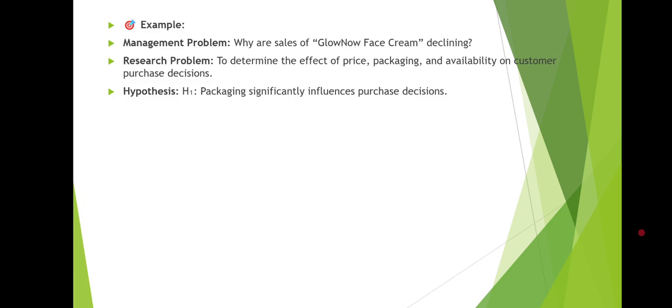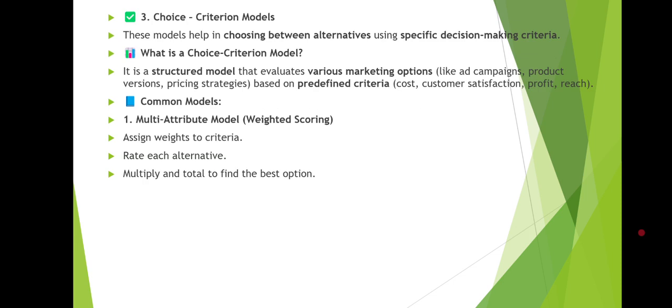For example, management problem: why are sales of Glow Now face cream declining? This is the research problem: to determine the effect of price, packaging and availability on customer purchase decisions. And this is the alternative hypothesis: packaging significantly influences purchase decision. So first of all, it's very important to define the problem very clearly. If you define the problem very clearly, then you are able to find out the root cause of the problem.